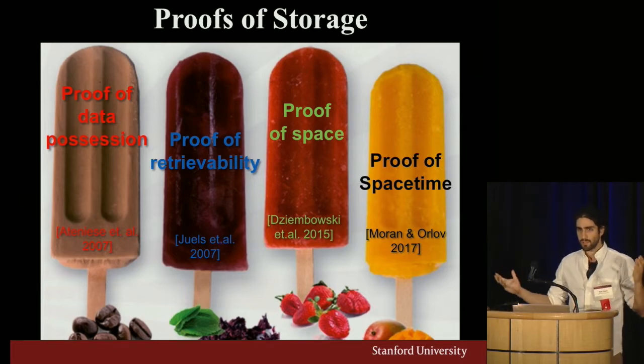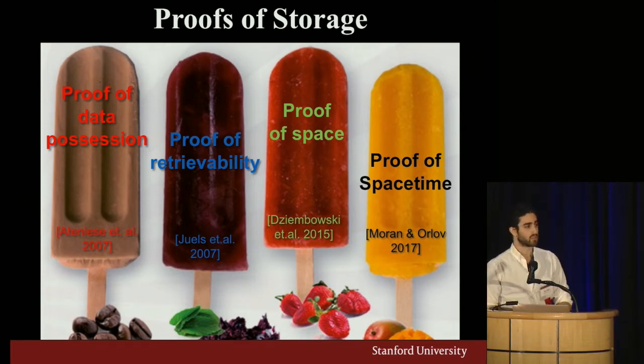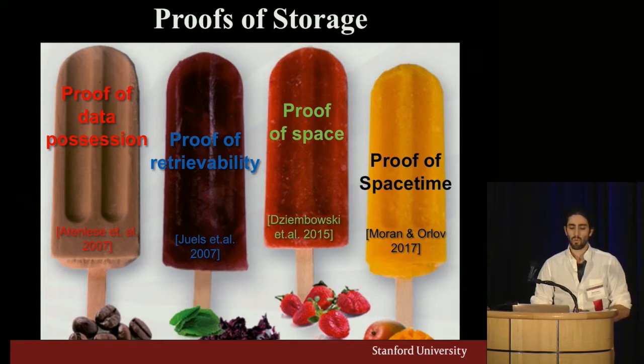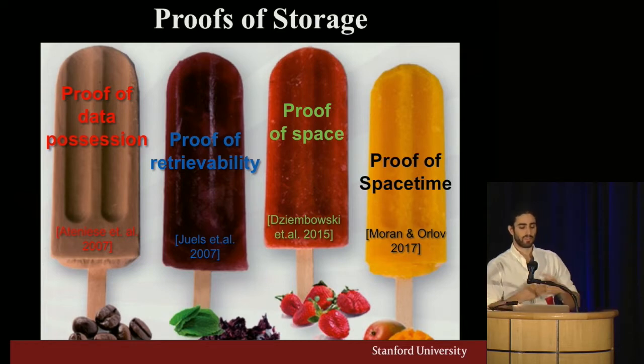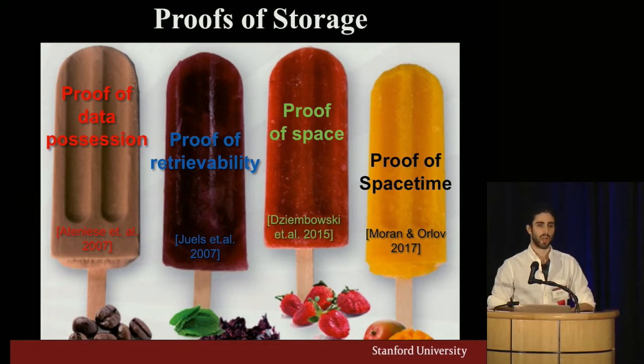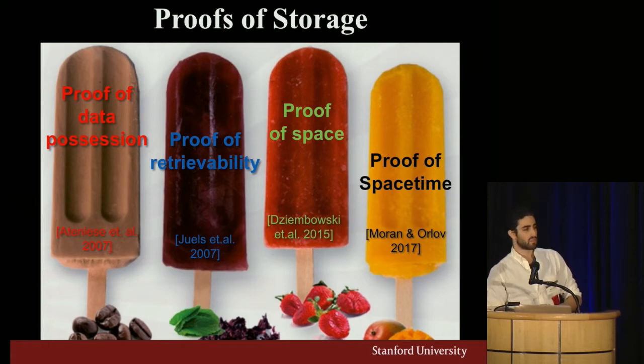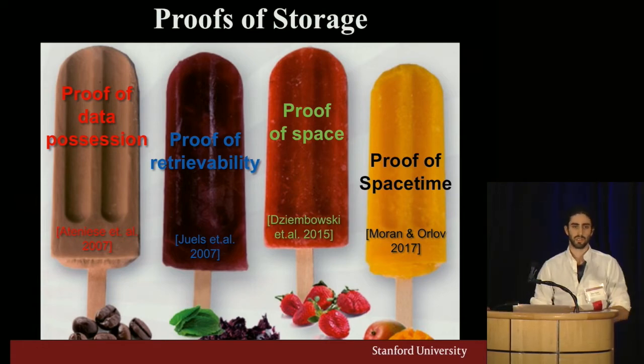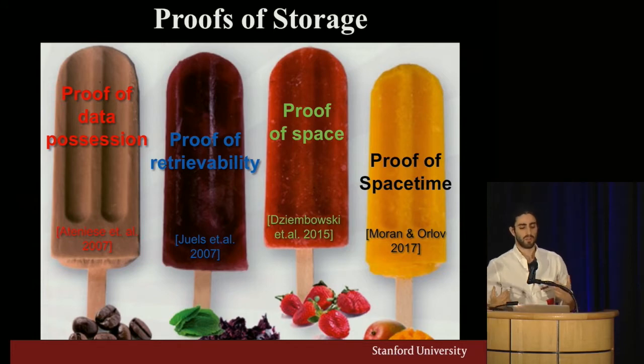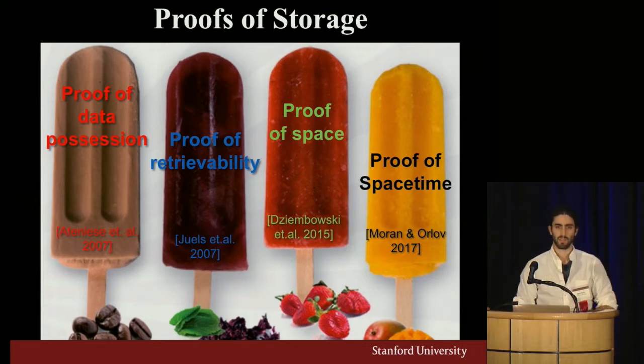There are a variety of flavors of cryptographic proofs of storage that have popped up throughout the literature. One kind is proof of data possession, roughly saying, I possess this data. And a proof of retrievability is a similar concept, but it's saying that not only do I know this data, but I can efficiently extract it from my own storage. In some sense, the proof itself is a proof of extraction.